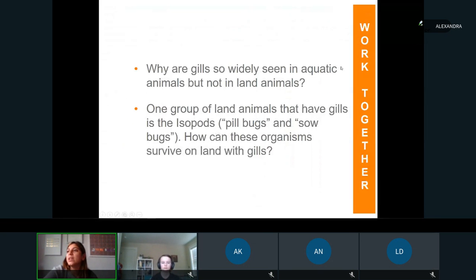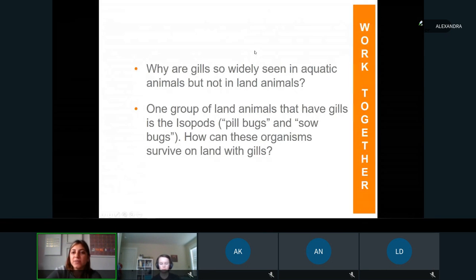So really quickly, we're just going to talk about this as a class. I was going to break you guys into groups, but I think just for sake of time. So why are gills so widely seen in aquatic animals, but not in land animals?